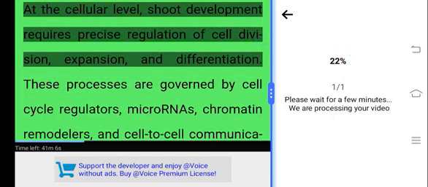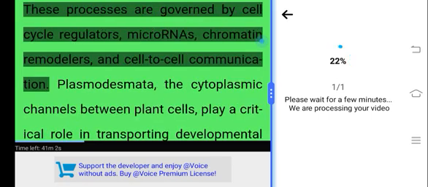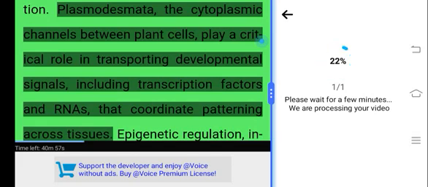At the cellular level, shoot development requires precise regulation of cell division, expansion, and differentiation. These processes are governed by cell cycle regulators, microRNAs, chromatin remodelers, and cell-to-cell communication. Plasmodesmata, the cytoplasmic channels between plant cells, play a critical role in transporting developmental signals, including transcription factors and RNAs that coordinate patterning across tissues.